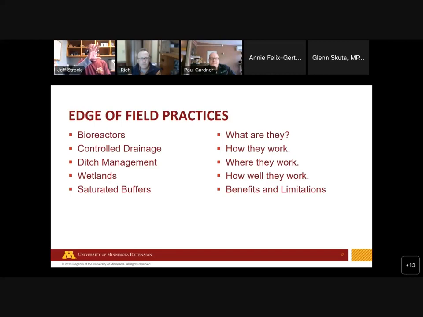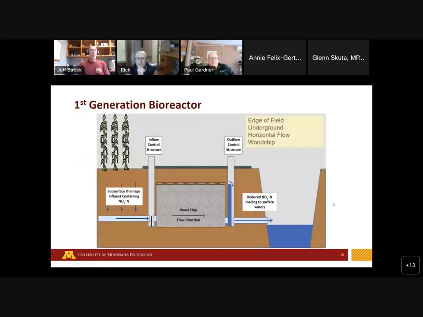So originally, these were a horizontal flow type of system. They only used wood chips. There was some bypass flow. So during those April, May, June periods of time when we have really high flows at times, not all of the water can get treated by the bioreactor. So that's one of those types of limitations. Now, when they work really, really well, they remove nutrients.